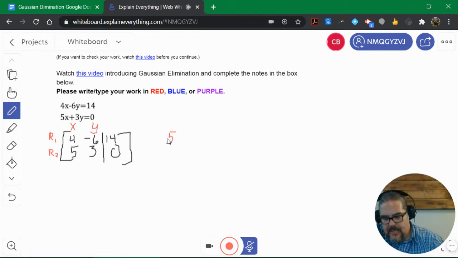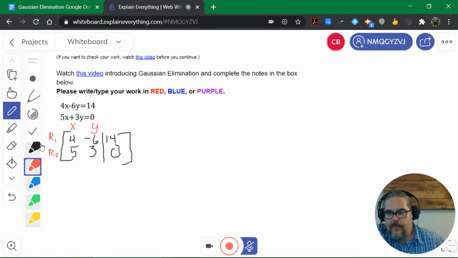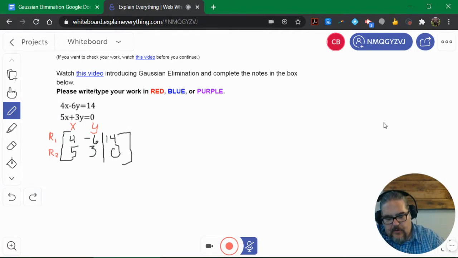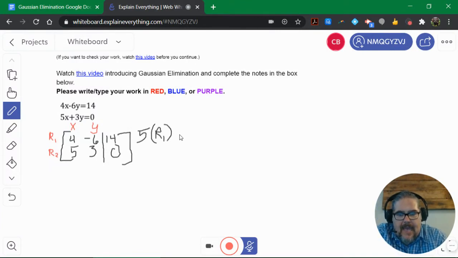actually, I want to go ahead and switch that color. So let's change that back to black. Okay. So what I want to do is 5 times row 1, okay, and I'm going to go minus 4 times row 2.